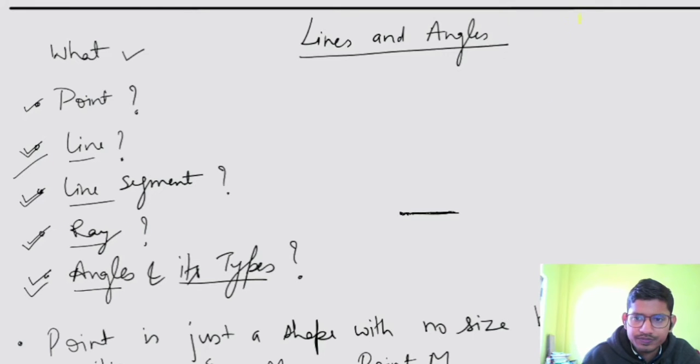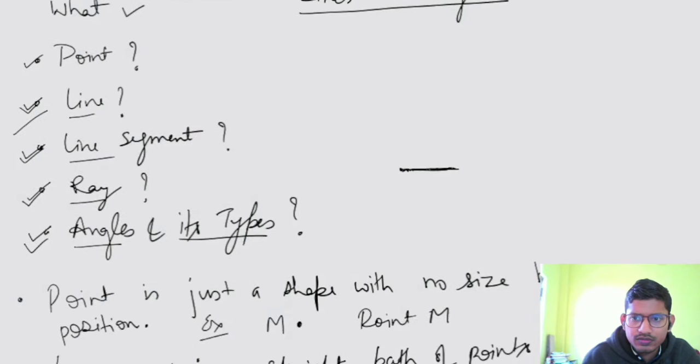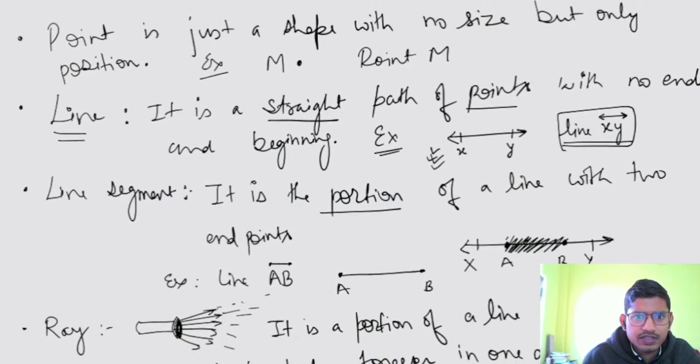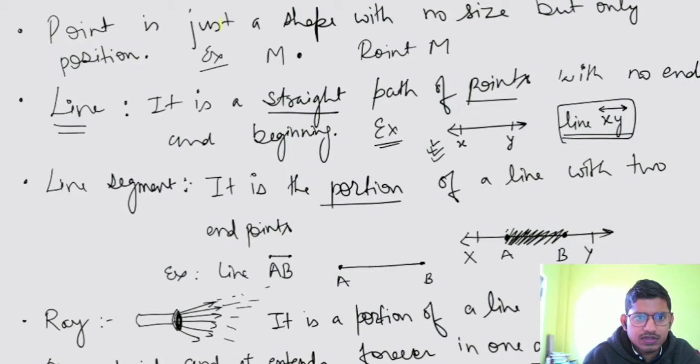So, what is a point? A point is just a shape with a position, like this. I defined point M, marked a small black dot, and wrote point M. So in theory, we will write point M, and in a diagram, we will mark a small black dot somewhere and write the name of it next to it.